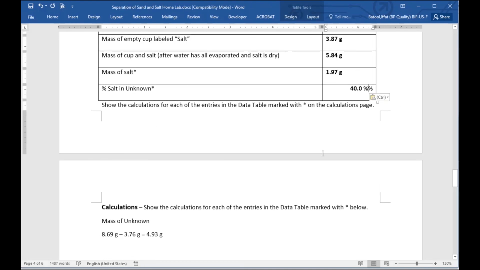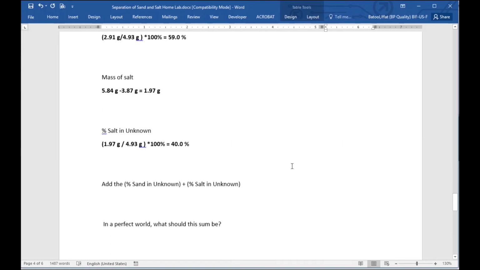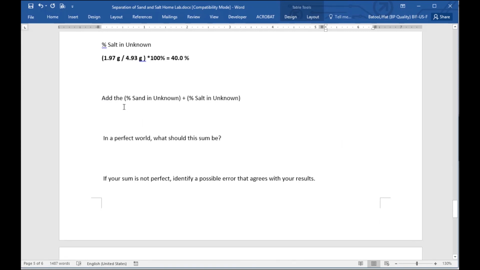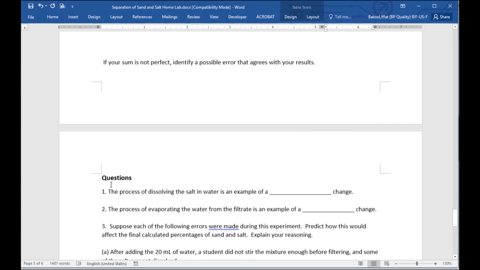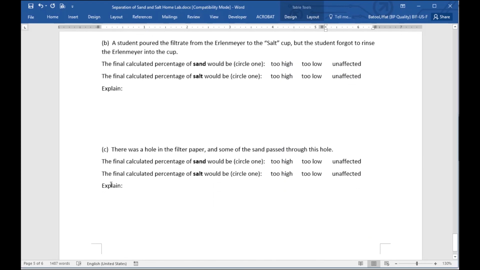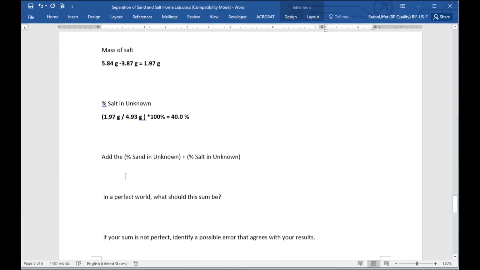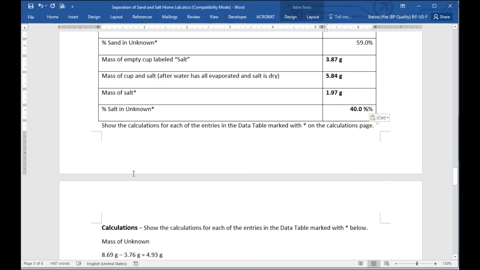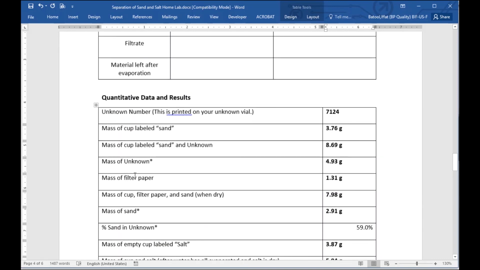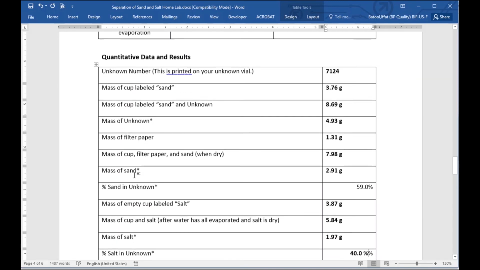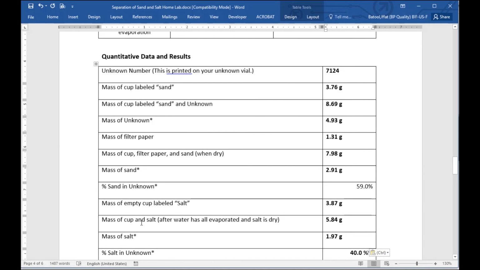I showed my calculation on the calculation page, and then you have to add the percent of sand in the unknown that you guys can do. In the perfect world, what should this sum be? And so all these questions. There are many questions that you have to read and answer based on your observation and what you are experiencing in this lab. So that is all for this lab. Complete this lab and turn it in on Canvas. Bye-bye.